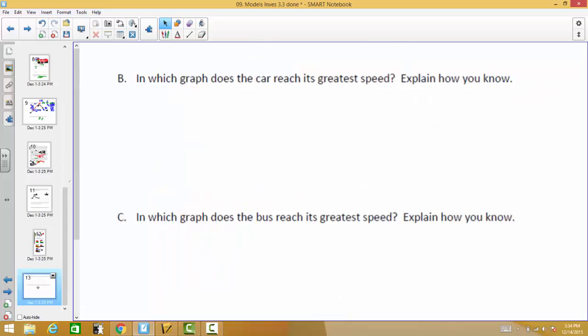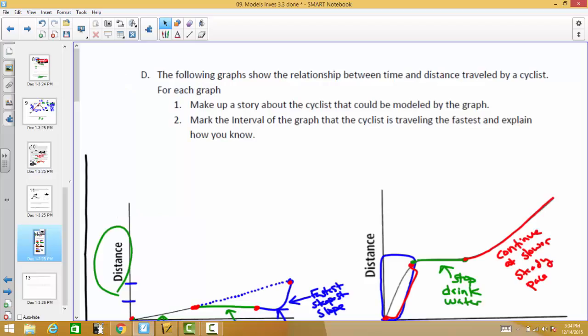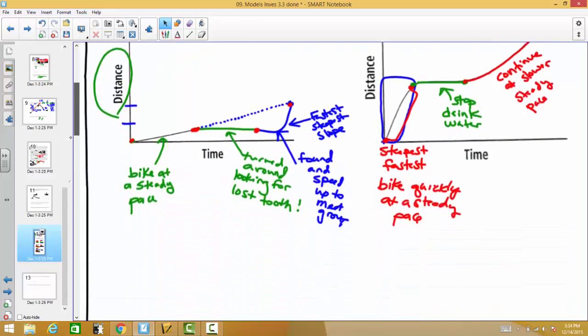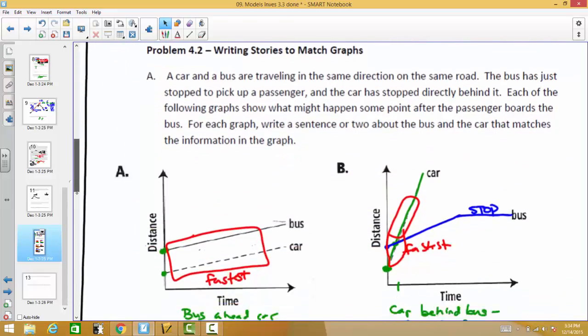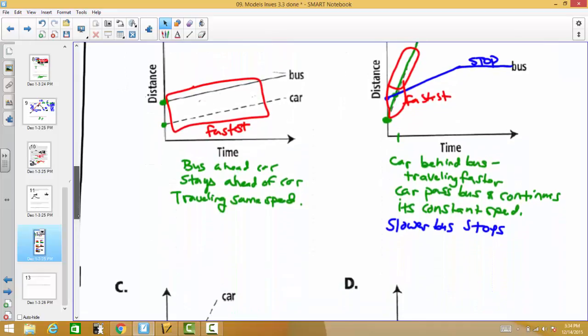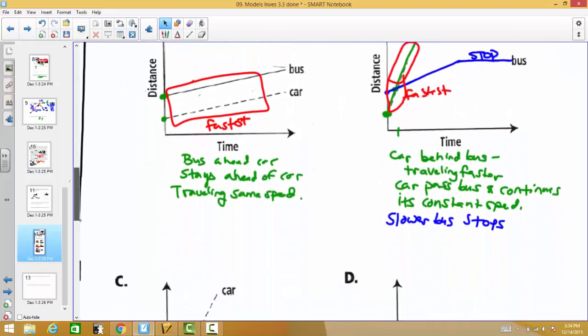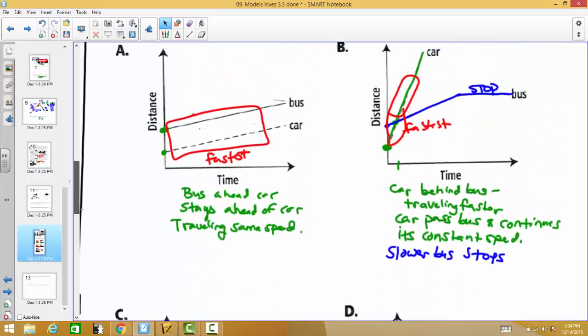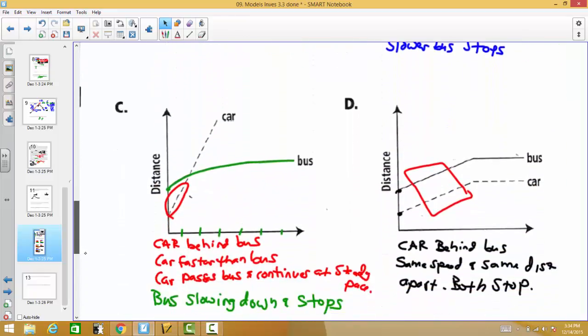Oh, letter B. Which does it reach the greatest speed? And then letter C is where does the bus reach the greatest speed? So B's the car, C's the bus. So I actually just sort of did that with you. So the greatest speed for the car is the steepest line. Look at B. B's pretty steep there. B is steeper than C.